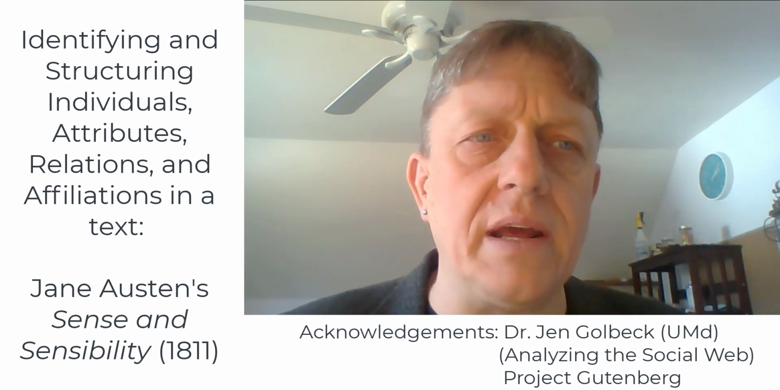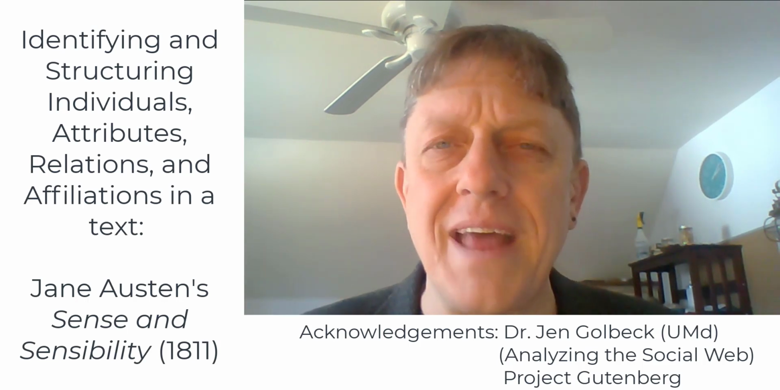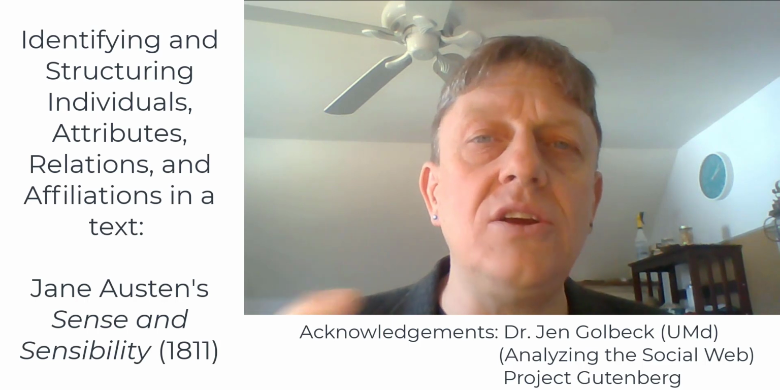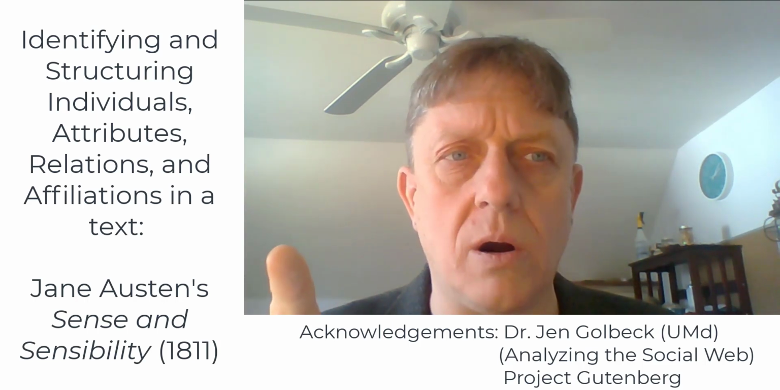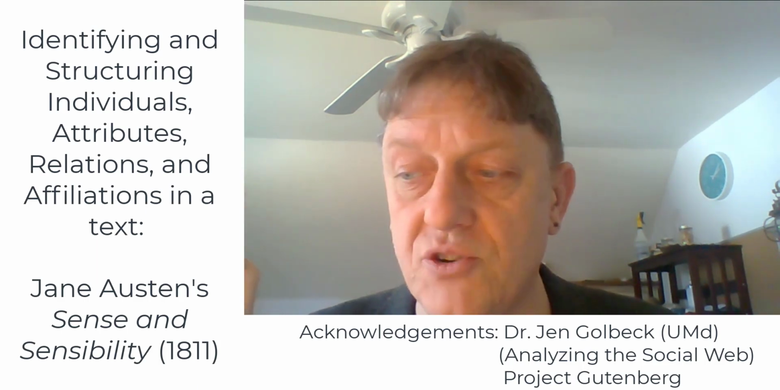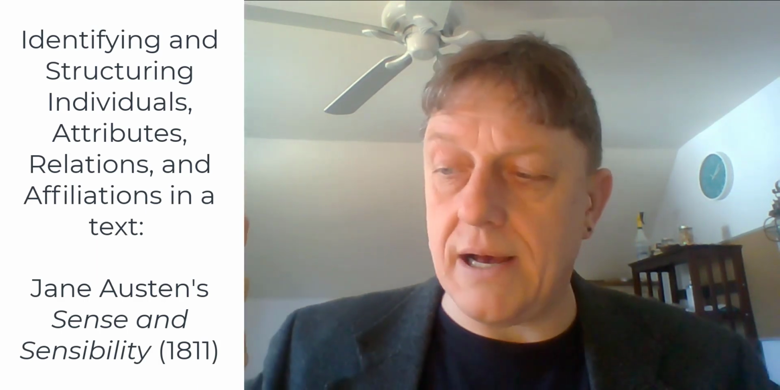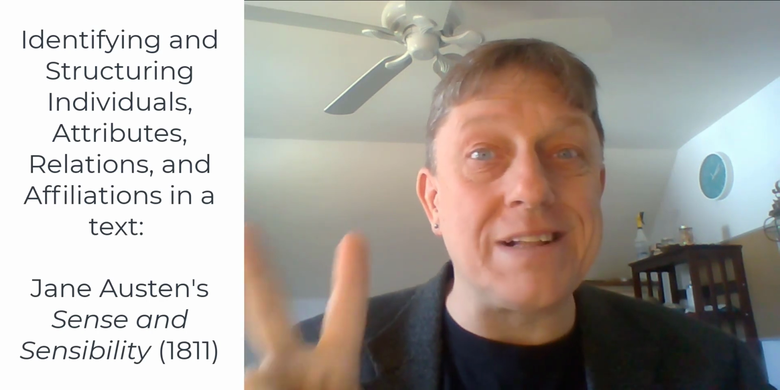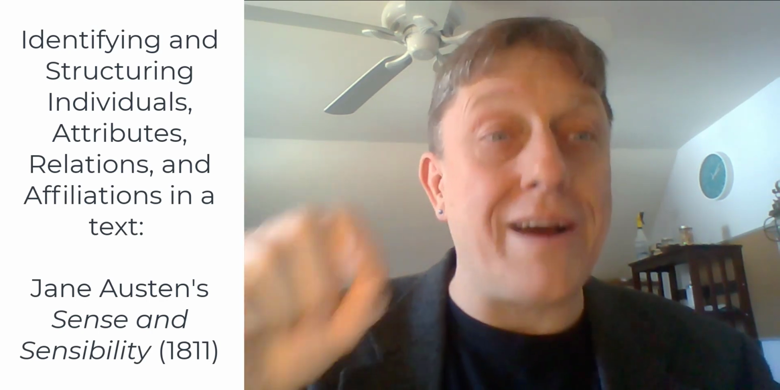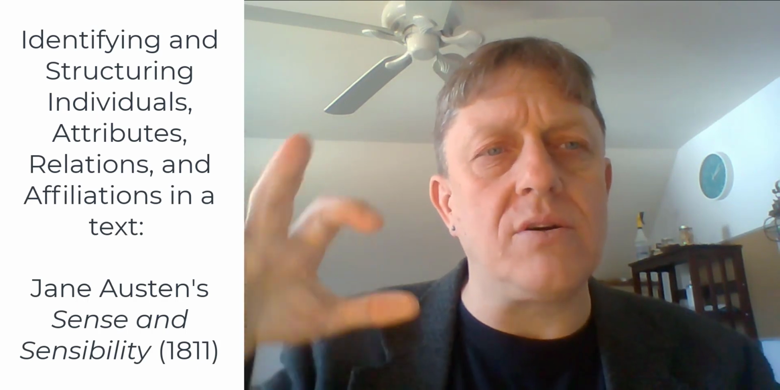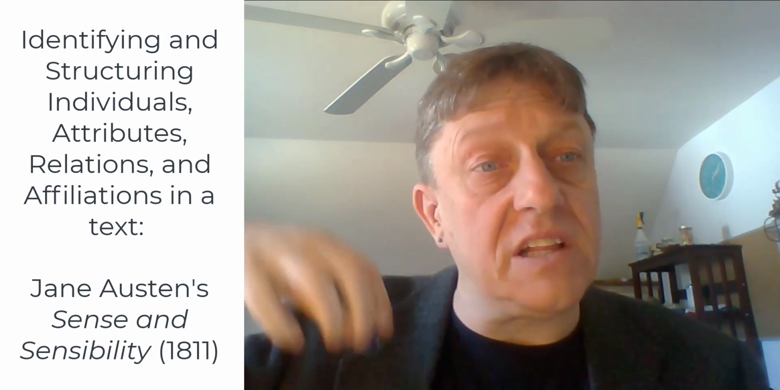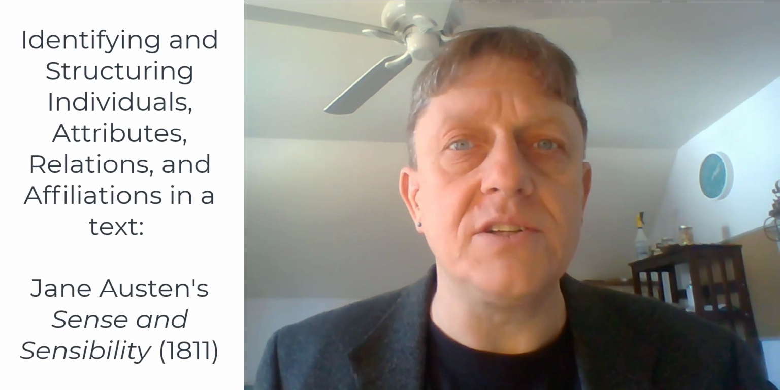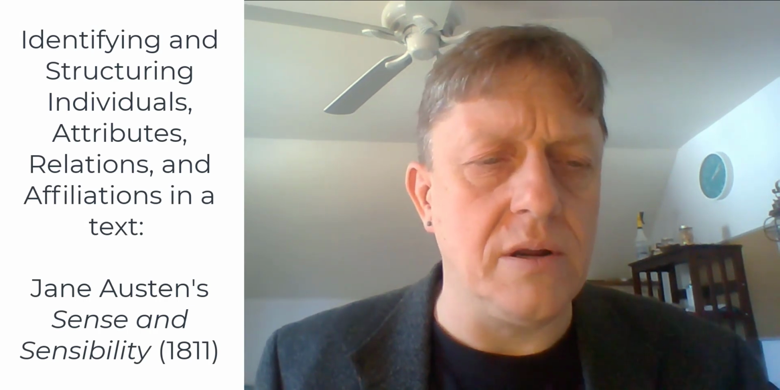Let's start by reading the first chapter of Sense and Sensibility. And as you do so, I'd like you to try to think of what those individuals are, to list those. As you hear attributes, try to list those, and think about relations. Where do relations exist? How are they referred to? Try to write those down, and then try to write down what are the groups, what are the affiliations, the things that are higher than an individual to which these individuals in this very short introductory chapter belong.